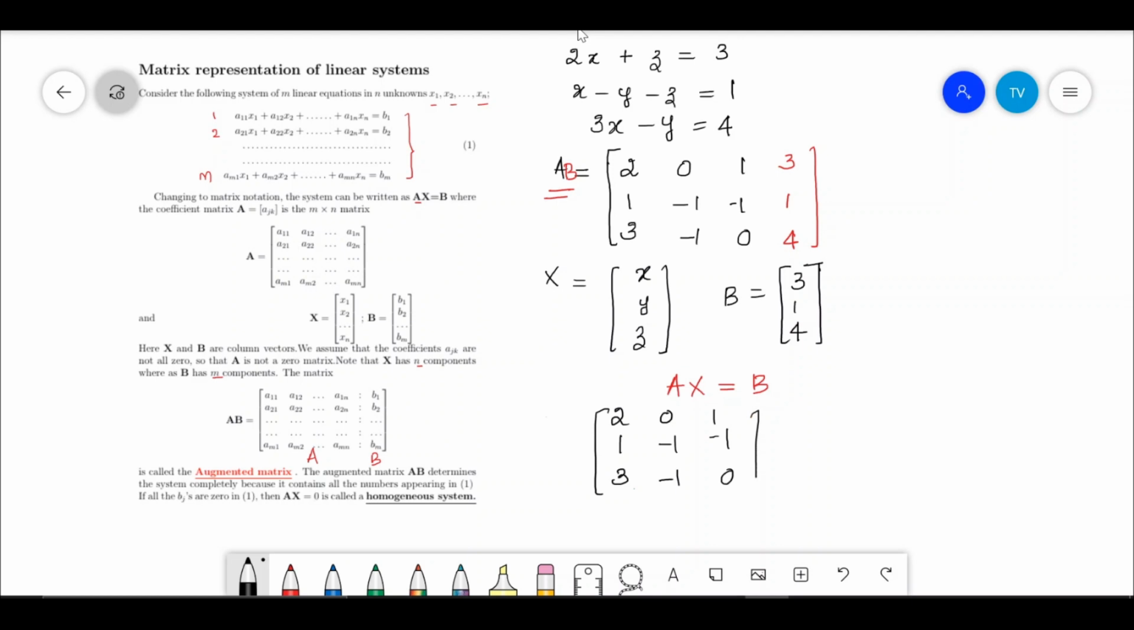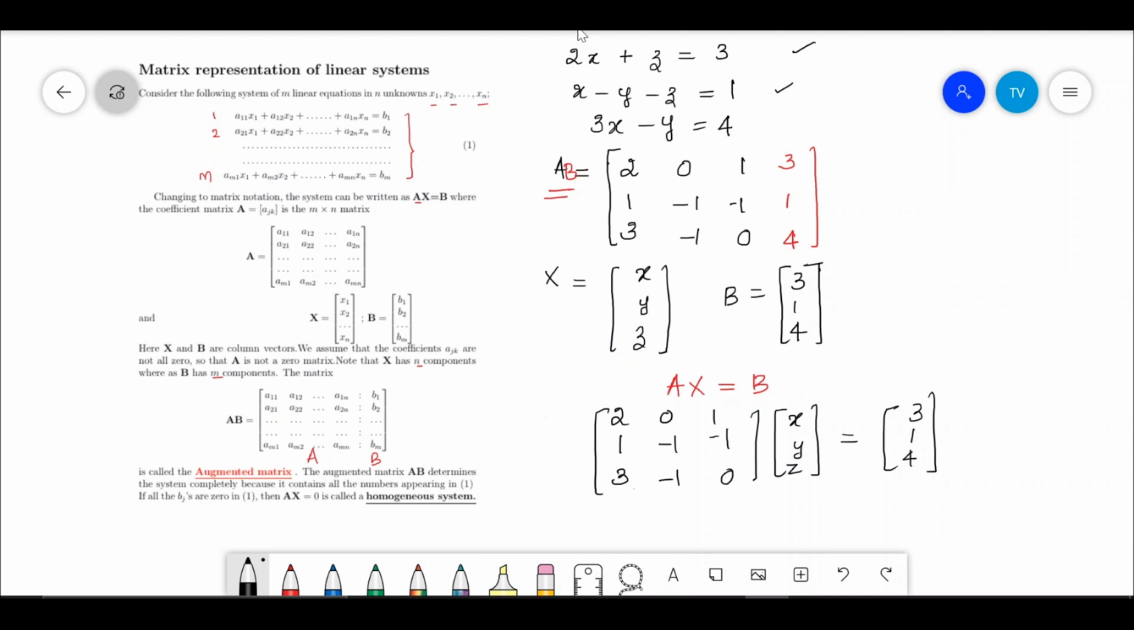So this is A, X, Y, Z gives you B equal to 3 1. So this is Ax equal to B, and the first equation can be read as 2x plus 0y plus z equal to 3. So that is the first equation. Second equation is 1x minus y minus z equal to 1. So that gives you the second equation given.